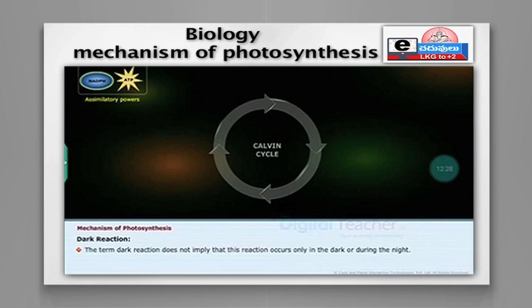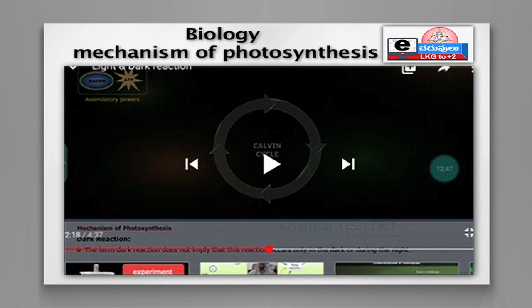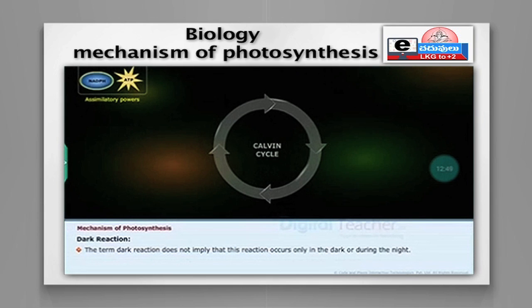And the second step is the dark reaction. What is the second step? Dark. Is it clear, everybody? Light reaction, and the next, dark reaction. The dark reaction is also called the light independent reaction or biosynthetic reaction. The two names are dark reaction or light independent reaction, and biosynthetic reaction.